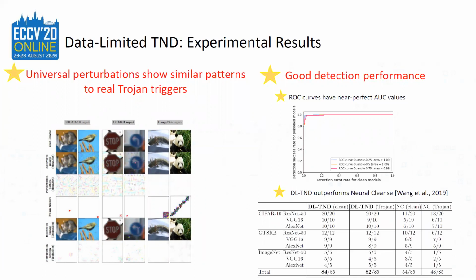We also test the detector under different model architectures, different data sets, and different triggers. The right figures show that the data-limited Trojan net detector can reach near perfect AUC values, and the detection performance outperforms the existing method Neural Cleanse.